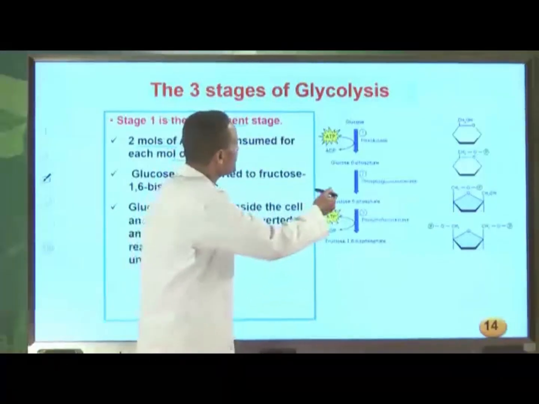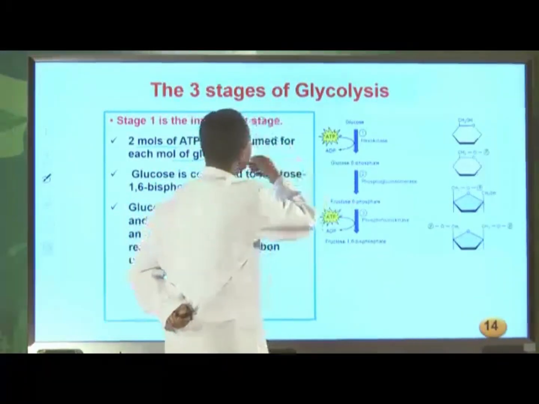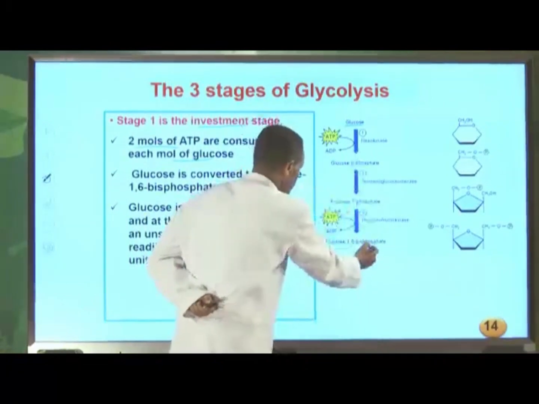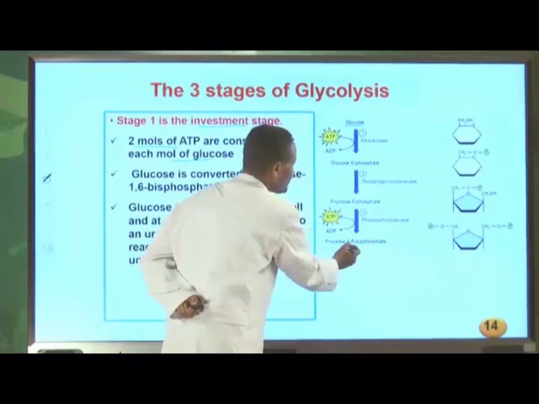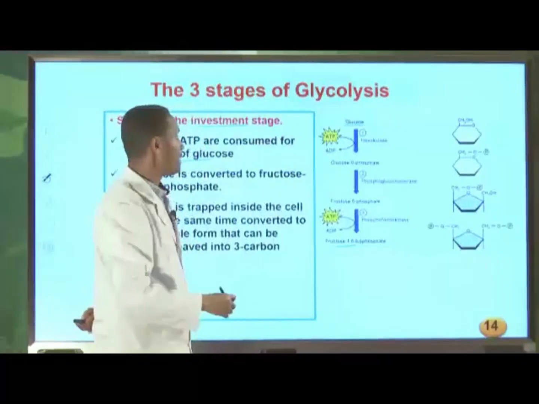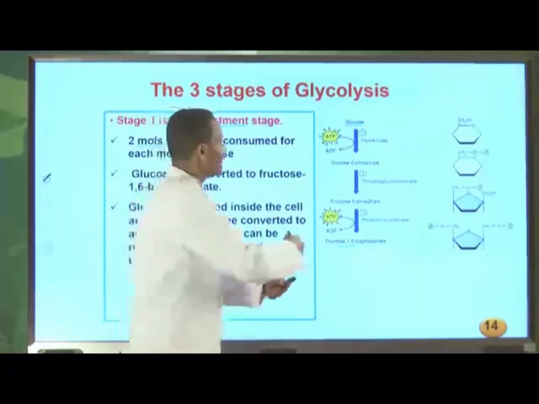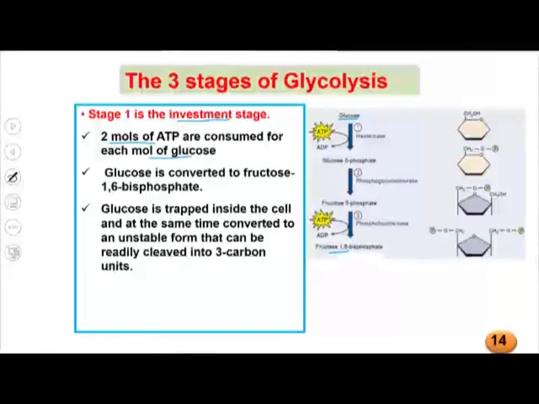If you see it diagrammatically, in the first stage, 1 molecule of glucose is converted into fructose 1,6-bisphosphate by passing through different steps of reaction. We will see how this reaction takes place and what kind of enzymes are used in the next steps.